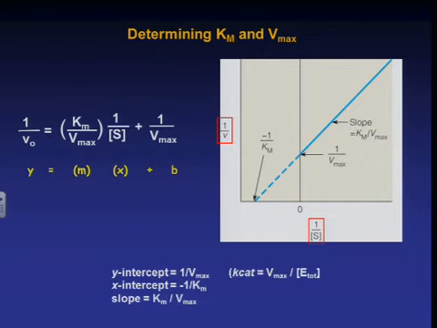So if this term is 0, then this term has to be equivalent to that term, but with the opposite sign, so that these two add to be 0. Suffice it to say that the x-intercept is minus 1 over the Km. All right?